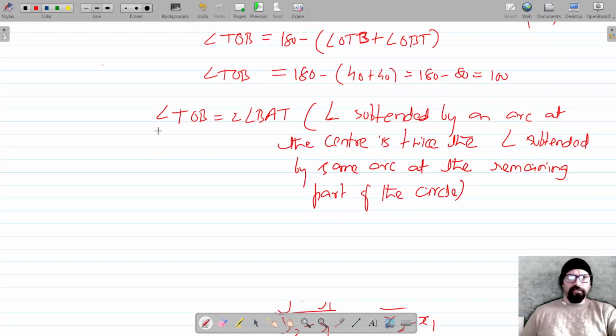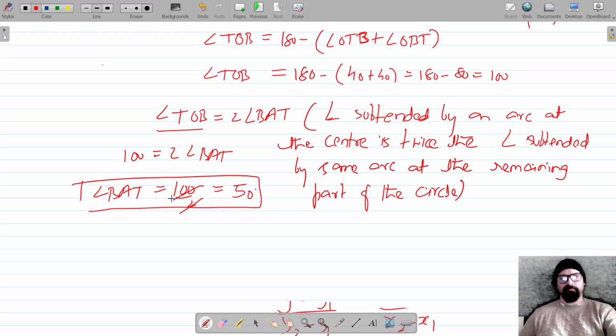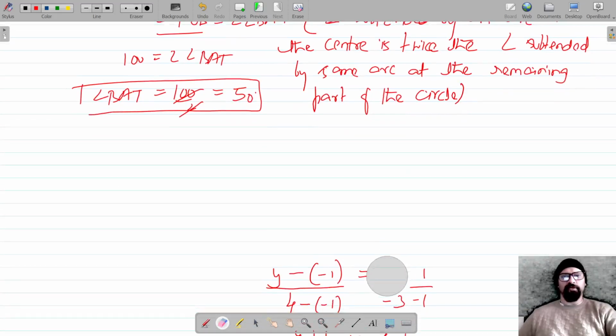So that means angle TOB, which is 100 degrees, is equal to twice angle BAT, which gives me angle BAT is equal to 100 by 2, which is equal to 50 degrees. Angle BAT is equal to 50 degrees. So we have got angle BAT, which is 50 degrees. Now we have to find angle BOT. So let's find out angle BOT.